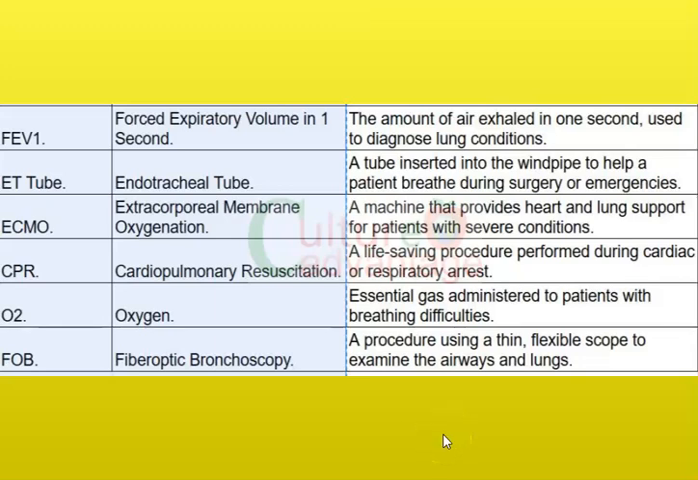O2, oxygen. Essential gas administered to patients with breathing difficulties.